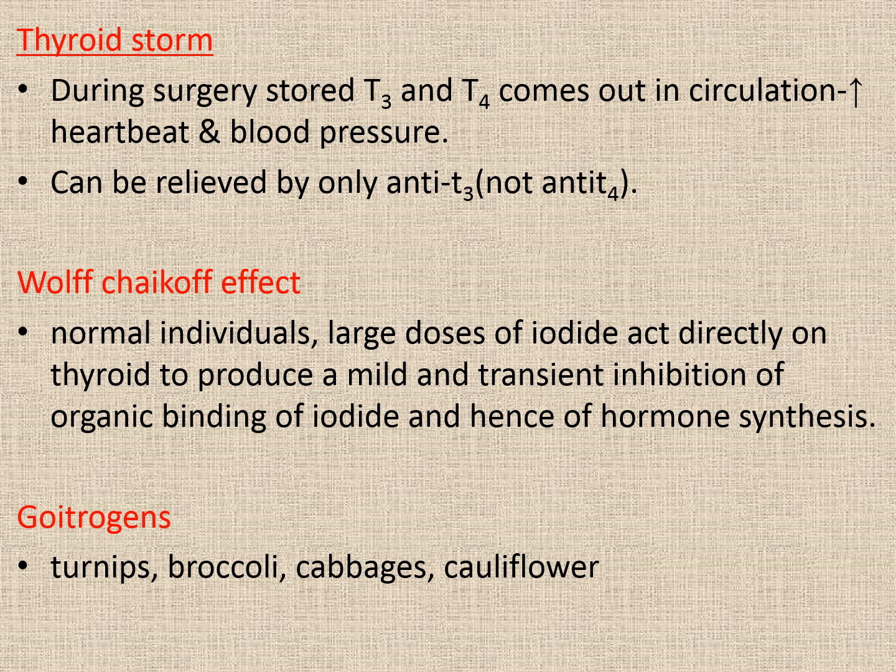A few others are thiocyanate, which is from cigarette smoke, then perchlorate, thiouracil, lithium, then phenobarbital, phenytoin, and the list is very long. But in short, goitrogens are substances which decrease T3 and T4, increase TSH, so there is enlargement of the thyroid gland, a goiter, and they interfere with iodide uptake. So: thyroid storm, Wolff-Chaikoff effect, and goitrogens.